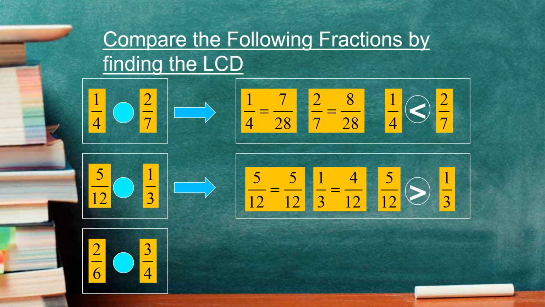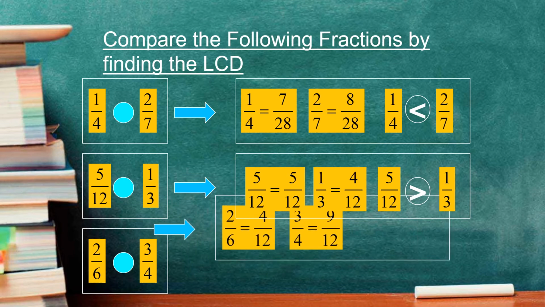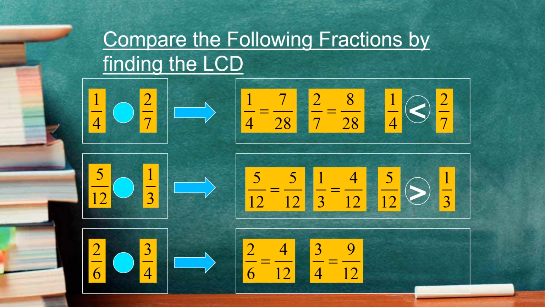Then the third one, the denominators are 6 and 4. So what is the LCD of 6 and 4? Yes, we have 12 again. Very good. 12 divided by 6 is 2, times 2 is 4. 12 divided by 4 is 3, times 3 is 9. So we already have similar fractions, which are 4 over 12 and 9 over 12.